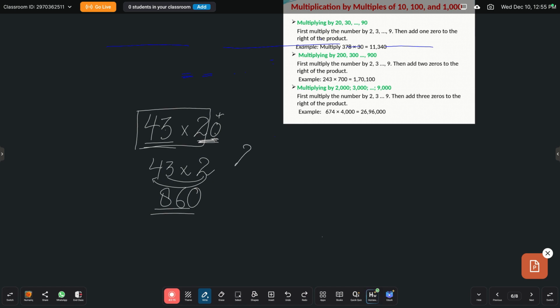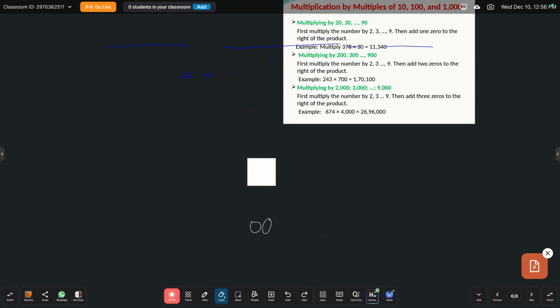Let me take another example. Here I have the number 2, and I will multiply it by 30. 30 is also a multiple of 10. To solve this question, you will first ignore this 0. You will multiply this multiplicand with the number that is with the 0. Here it is 3. So I will multiply it like this: 2 into 3 is equal to 6. Then I will put this 0 here.